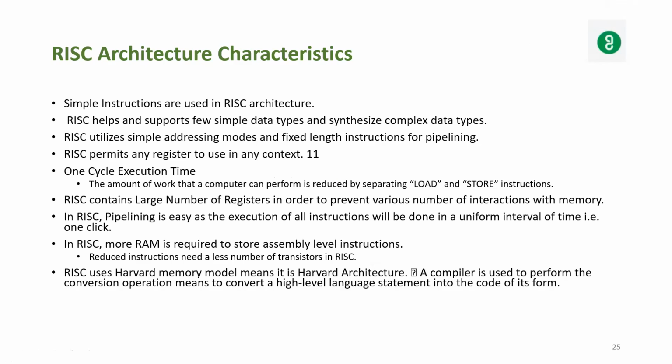It takes only one clock cycle, so you can predict. If you convert a set of instructions from high-level language, it is converted to assembly instructions. From the assembly instructions, you can easily calculate how many clock cycles it takes for that program. It is very predictable. In case of RISC, more RAM is used to store assembly instructions. Reduced instructions need fewer transistors in RISC. RISC is a hardware architecture model. A compiler is used to perform the conversion, to convert high-level language into code of its form.